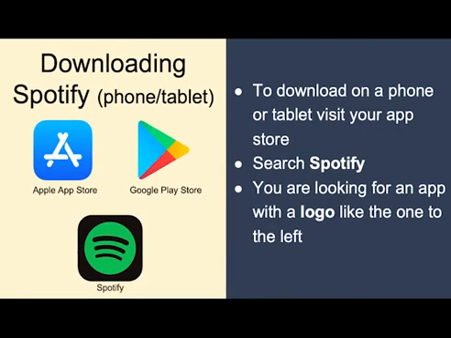Now, downloading Spotify on your phone or tablet. To download it, you're going to want to visit your app store. If you're on an Apple device, the Apple App Store. If you're on an Android, the Google Play Store. You can just search Spotify. You're looking for the app that has this logo.